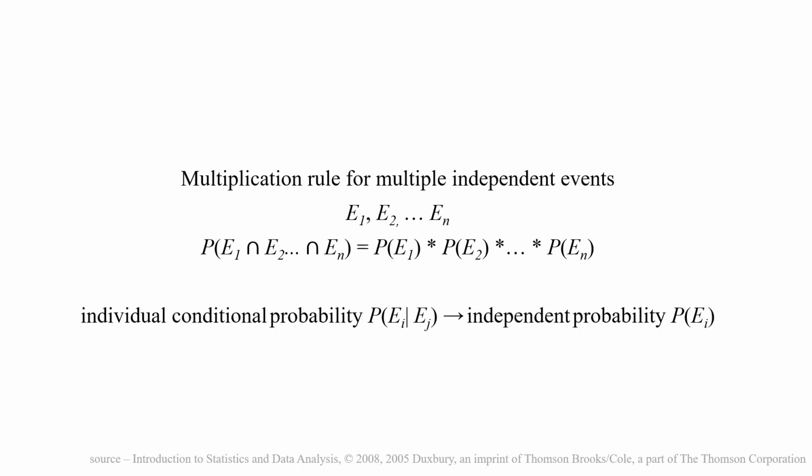Since the events E1 to En are independent of one another, their individual conditional probabilities, probability of Ei given Ej, are replaced with their respective independent probabilities, probability of Ei, in the above multiple event multiplication rule.